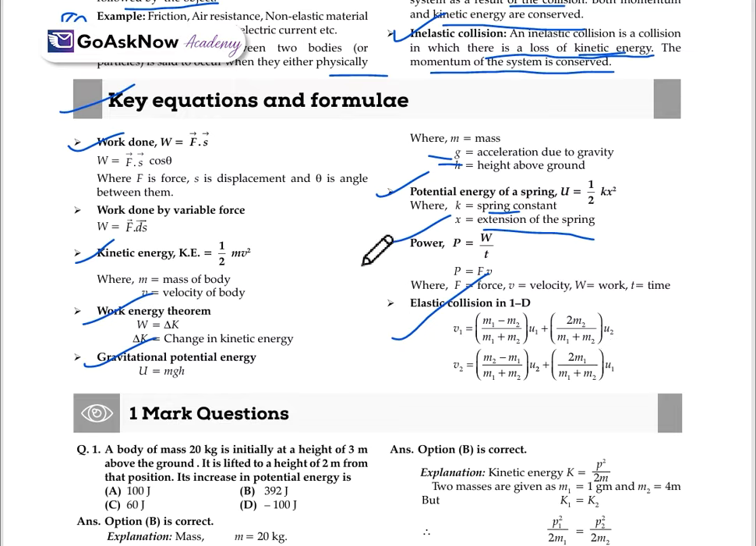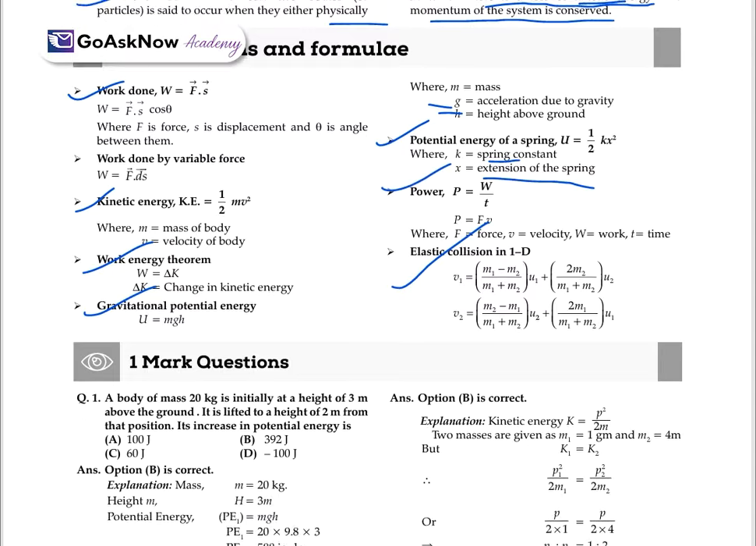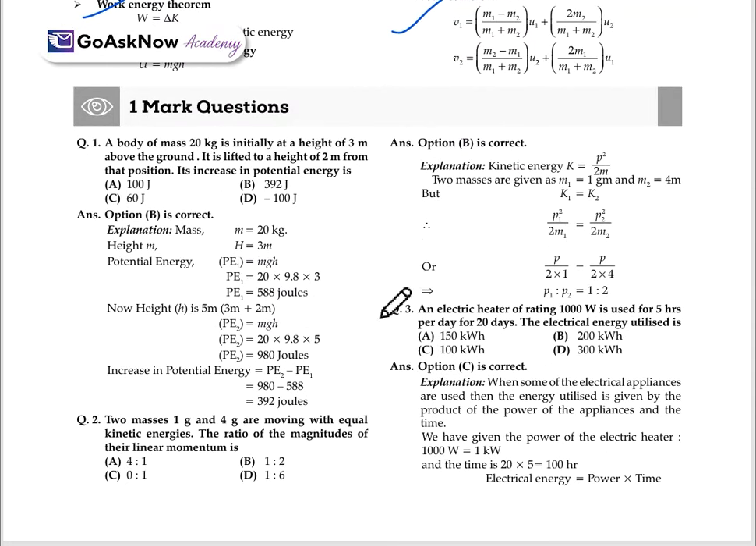So these are some key equations and formulas. Now let's move forward with some questions based on these equations and formulas only. First question is, a body of mass 20 kg is initially at a height of 3 meters.